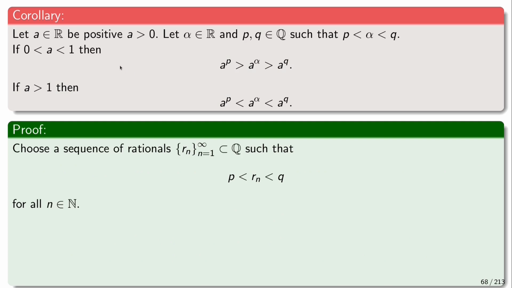So what we're going to prove next is that for a, a positive real number, we pick alpha to be a real number, and p and q any two rationals such that alpha is greater than p and smaller than q. And then this desired property, which we know for rational exponents: if you ignore for the moment a to the power of alpha here, then if a is between 0 and 1, the greater the exponent, the smaller the result is. And when a is bigger than 1, then the bigger the exponent, the bigger the end result.